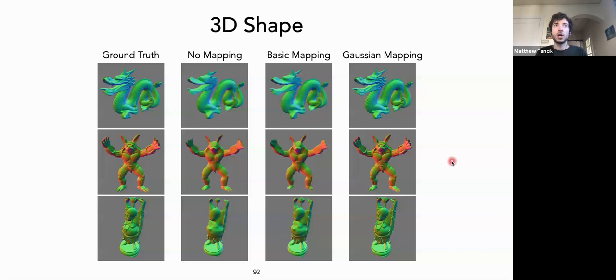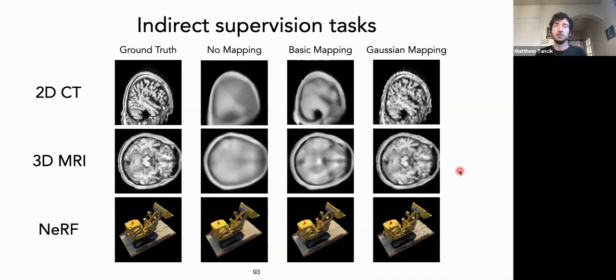We see the same thing for 3D shape regression. So this is similar to an occupancy net style model where we're just saying it's one inside the object and zero outside, and then adding this mapping, we're able to recover these fine details on the mesh. And then we also find that this helps with indirectly supervised tasks, tasks like CT and MRI, and of course NeRF, given that NeRF was the motivation of this work to begin with. And in the paper itself, we go into a little more detail of what the indirect supervision does and how that changes the math.